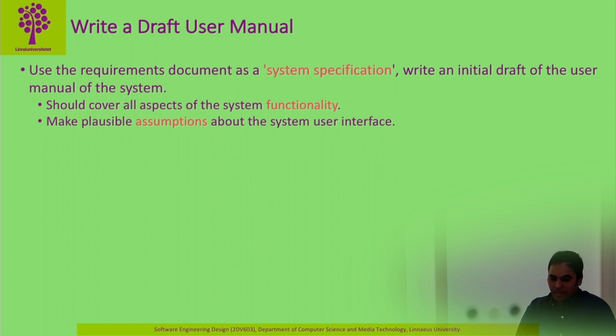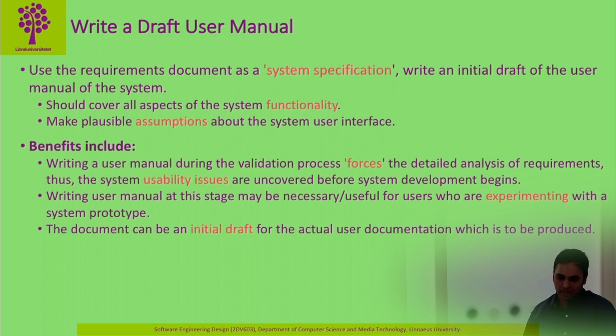And while you are trying to write how to use them, you can visualize, or you can imagine, how the interface will look, and you write the use of the requirement accordingly. So you basically have to make plausible assumptions. And if you are writing this user manual for a prototype, you don't have to make assumptions. You can rely on the prototype that you developed to write the user manual, or draft user manual, I would say.